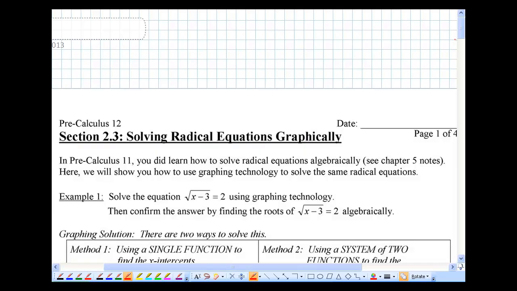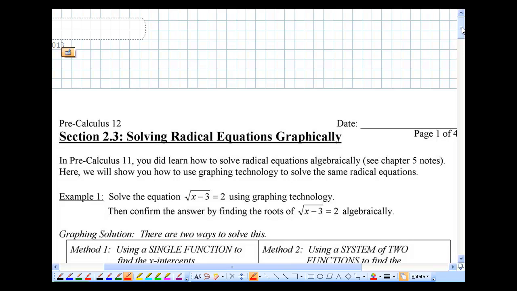Welcome to section 2.3, the last part of chapter 2 in our studies of radicals, or those square root functions. Today we're going to show you how to solve radical equations graphically, but I'm also going to review how to solve them algebraically. You learned how to do them algebraically last year in grade 11 math, so I hope that will not be too much of a big change.